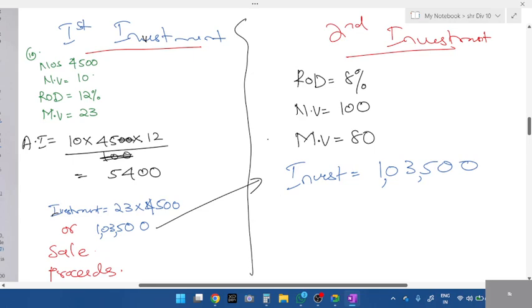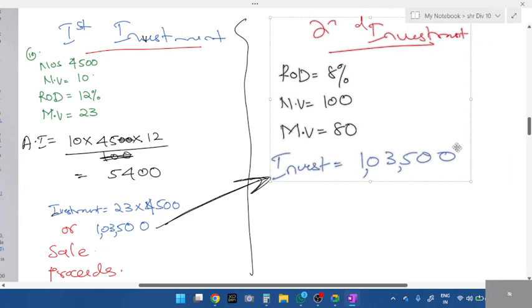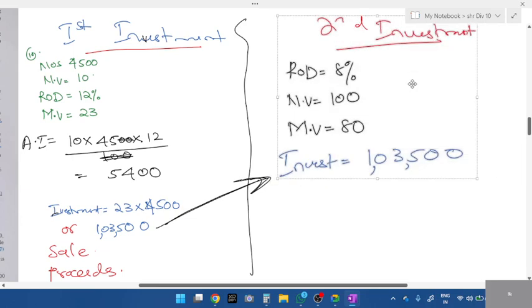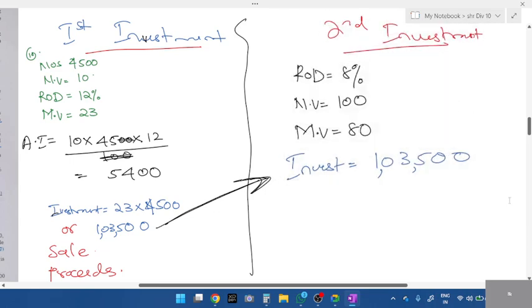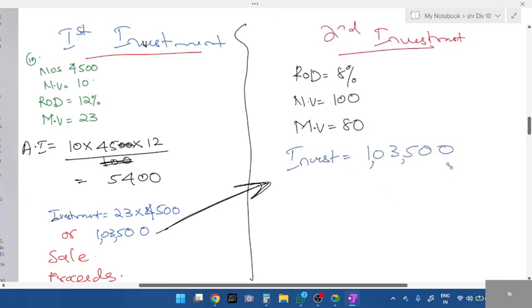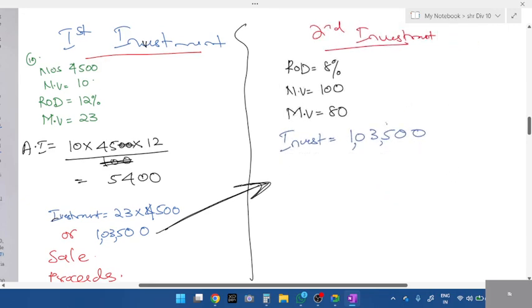Everything will change. Number of shares will change, rate of dividend, market value, except investment. Whatever investment you get, the same thing you're going to invest in the next one. Can you see only the investment is same? All of you will respond. Is it clear? What about rate of dividend? Same or different? Different. Nominal value, market value is also different. What is missing? Number of shares. Can I take from the first investment? Is it correct? No. Everything will change, students. Remember that.